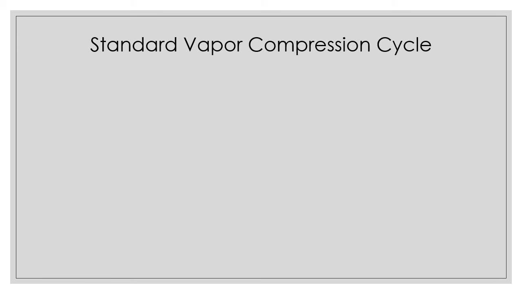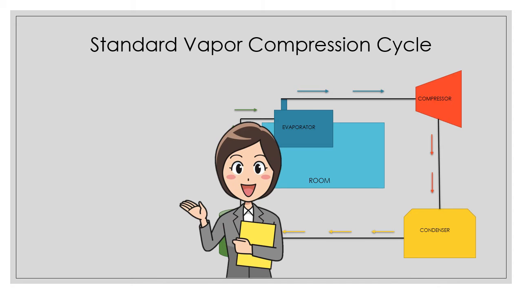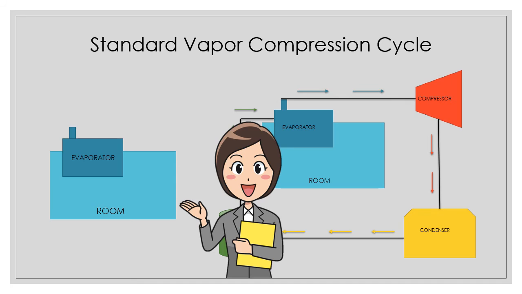We will further discuss the components of our SVCC. First, we have here our evaporator. This is where the absorption of heat happens so that a specific area or a room will experience a cooler or lower temperature. In short, this is where cooling happens.